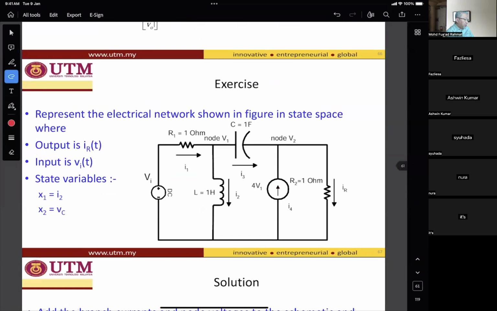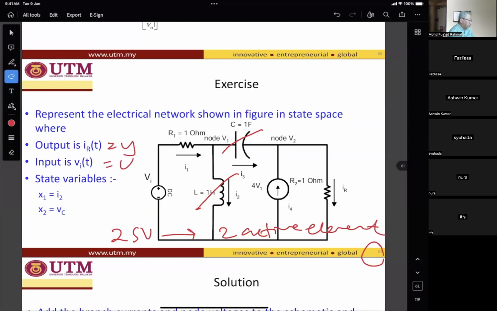Next example is slide 67, but now we have only 2 active elements, meaning that we have 2 state variables. So output is IR, input is VI, X1, I2, X2, VC is the state variables. Therefore, the derivative state variables will be X1 dot, dI2 dt, X2 dot is dVC dt.